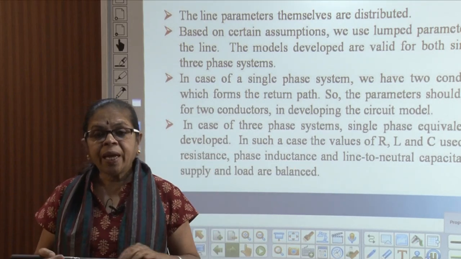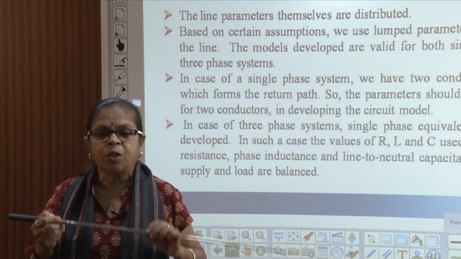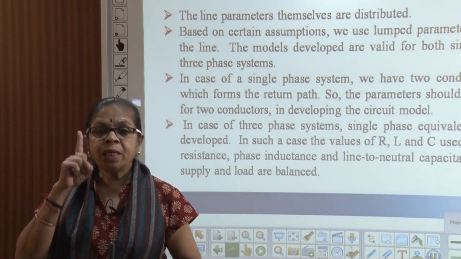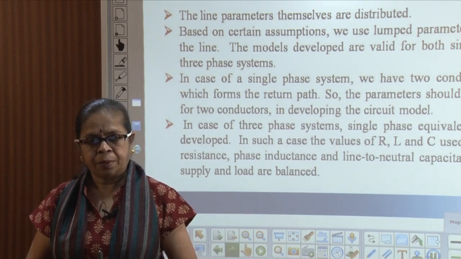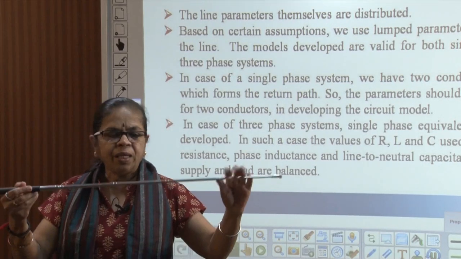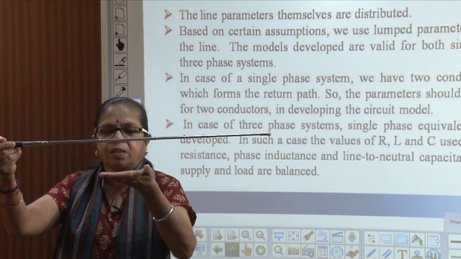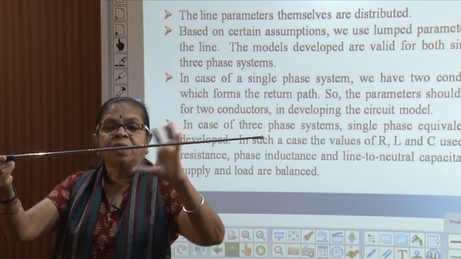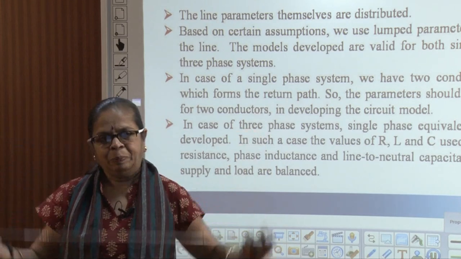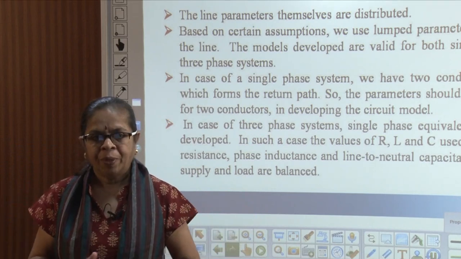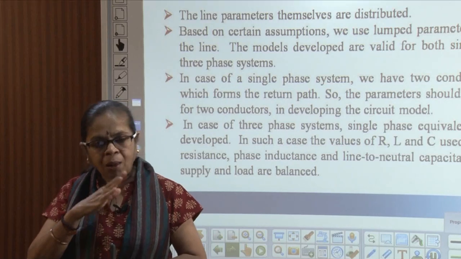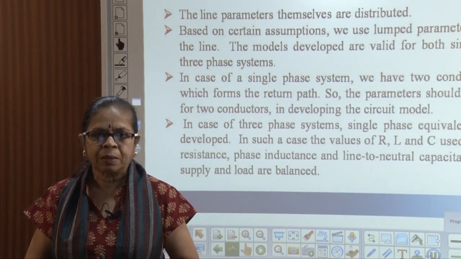So in case of three phase systems, to build the circuit model, we will be using single phase equivalents. Clear? If I have two lines of the three phase system, I can't talk of the resistance of the three phase system. It is meaningless. The resistance is for a line. It's for one line. And when I draw the circuit equivalent, all the parameters are phase parameters.